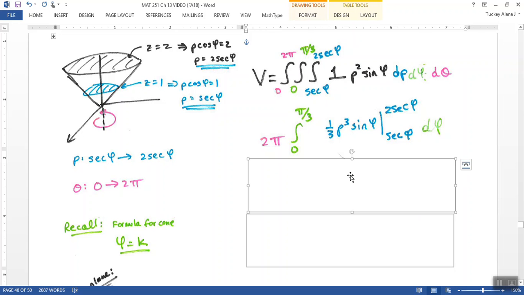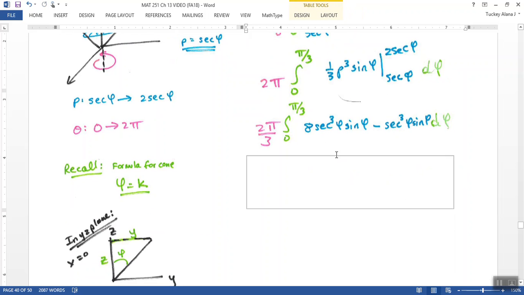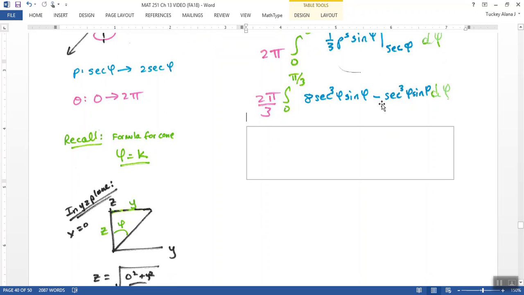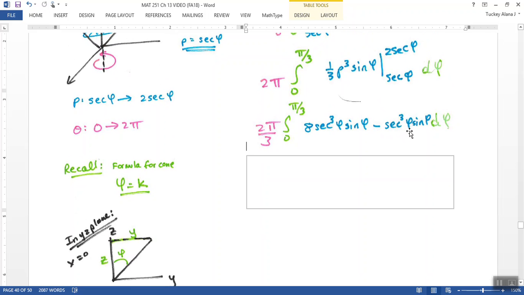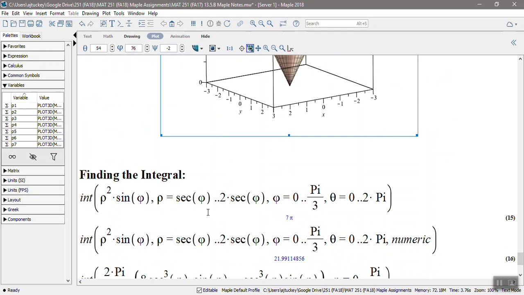So that means that I'm taking the integral of 8 secant cubed of phi, right? Because I'm substituting 2 secant of phi in there for rho. So 2 cubed is 8, and then secant cubed. And I just pulled the 1/3 out. It doesn't help me any at all. So I put 2 pi over 3 out in front. And then I've got sine of phi minus secant cubed phi sine of phi. And I am totally making Maple do that. I am not doing that by hand.